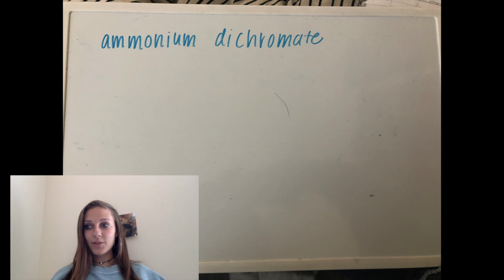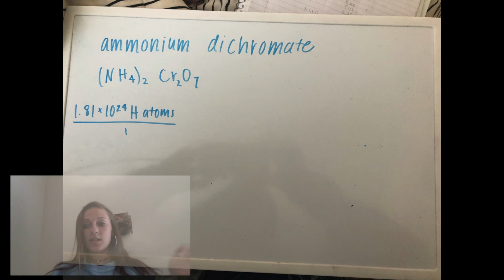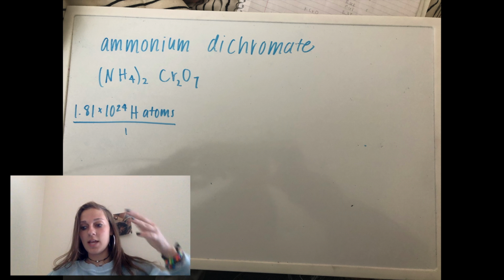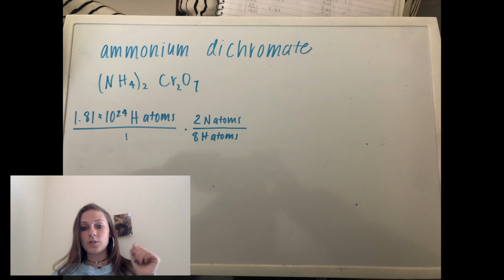So within the first part of the quiz, we were asked to figure out how many grams of nitrogen there are in ammonium dichromate, given the amount of atoms of hydrogen, and that's 1.81 times 10 to the 24th atoms, and we need to convert that to grams of nitrogen. So our first step is to put 1.81 times 10 to the 24th hydrogen atoms over 1, and then in the fraction next to it, we're going to do 2 nitrogen atoms over 8 hydrogen atoms, because that's how many atoms are in ammonium dichromate.